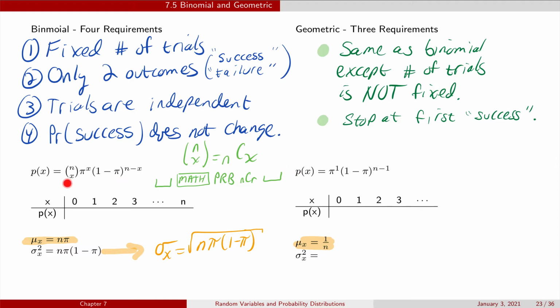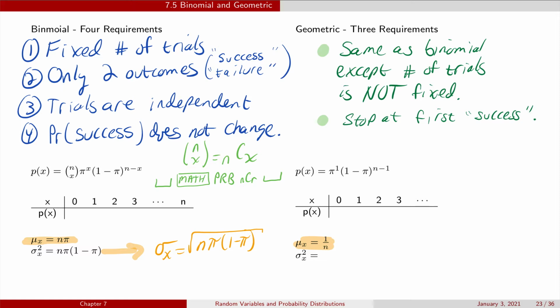The good news is that we're not going to be using these formulas too much. The calculator will be doing most of the heavy lifting. Our job is to figure out when a situation is binomial or geometric or neither. So the requirements for binomial are you have to have a fixed number of trials. There are only two outcomes, and they're usually labeled success and failure. The trials are independent, and the probability of success does not change.